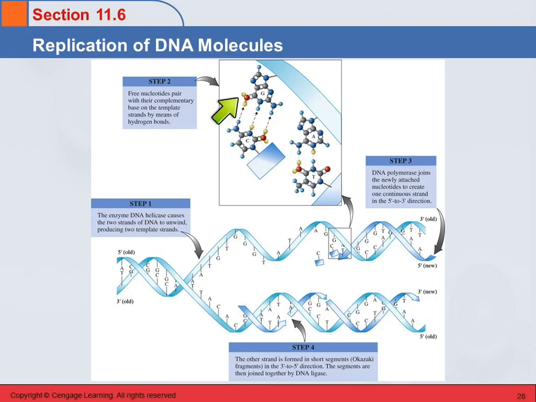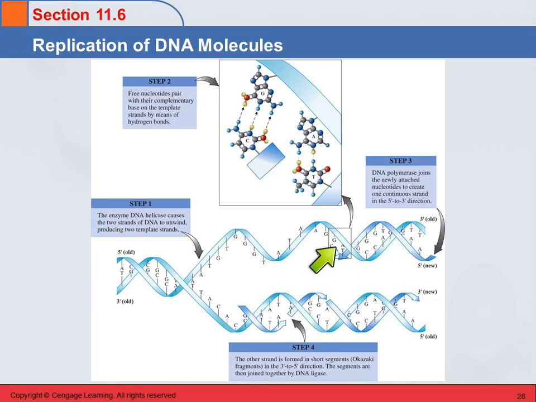So here we have a G base on the DNA, and a nucleotide with C will come and match up with that because they form 3 hydrogen bonds. They match up very nicely. A and T also match up. They form 2 hydrogen bonds. And so these nucleotides are present in the nucleus of the cell, and they come in and bond to it through hydrogen bonding. Then step 3 is DNA polymerase comes and attaches those nucleotides together.